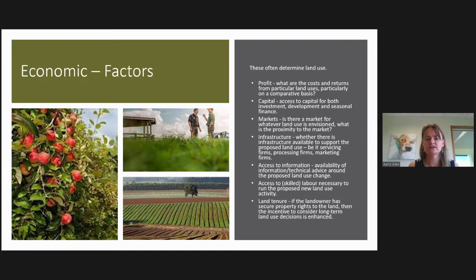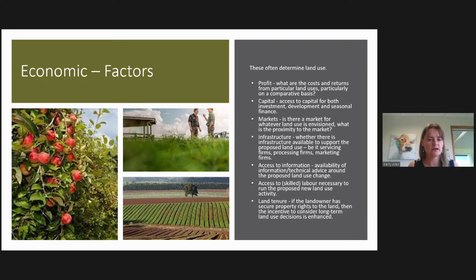So if you're looking at dairying, there's lots of processing already set up. There's servicing industries, there's marketing firms. However, if you're moving into hemp, where are you going to process that? How are you going to get it to market? What's your transport going to look like? So all of these things determine whether you go into a primary product or not.